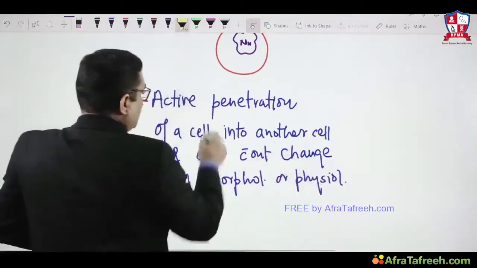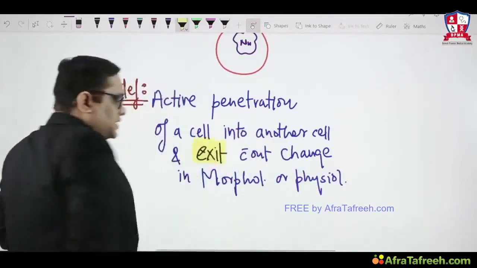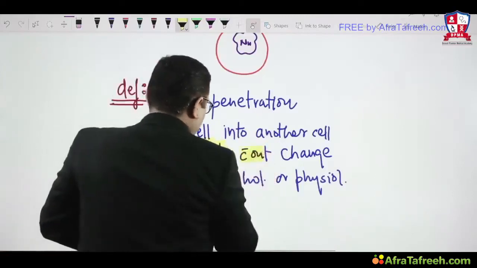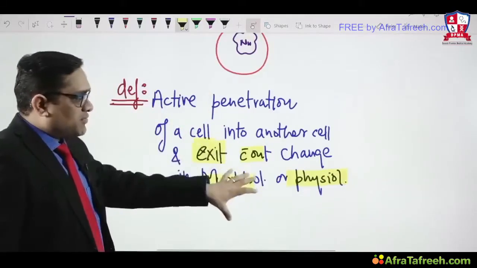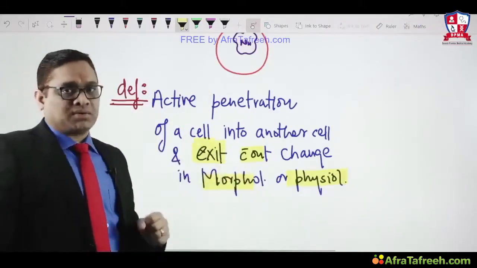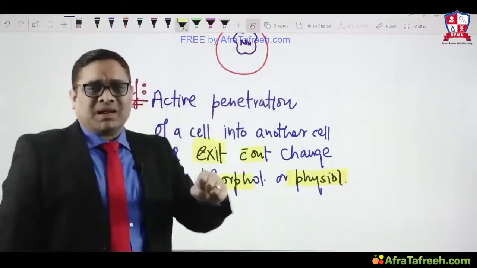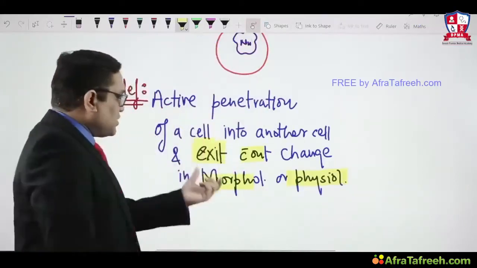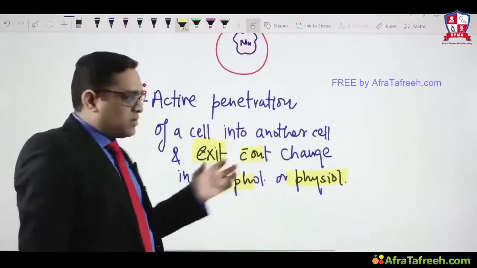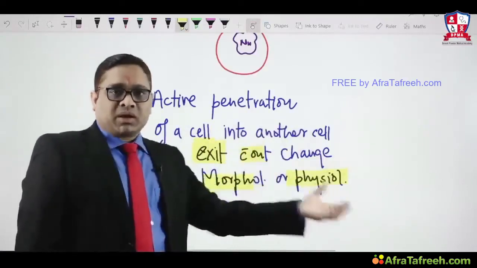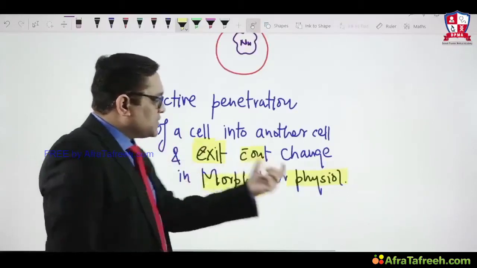See what I am emphasizing. It is a penetration of one cell into another cell and then exit. What type of exit? Without change in morphology or physiology. That is important to understand, because this is the point of difference which you will not see in phagocytosis. In phagocytosis, once a cell has been taken inside, it will be killed and degraded. So there will be no cell coming outside, right? When it comes out, it will come out as debris, right? So that is the important thing, without change in morphology or physiology.